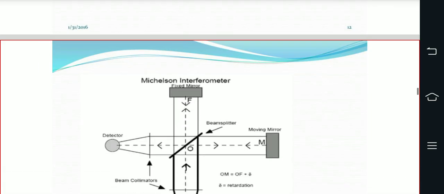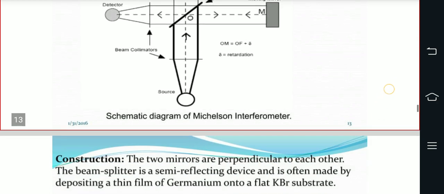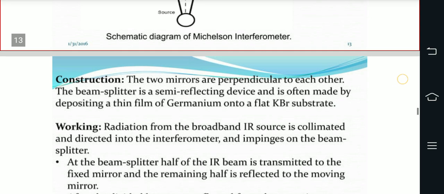And here is the diagram. The components of the diagram are source, beam collimators, moving mirror, beam splitter, fixed mirror, and detector, which detects a signal. And here is the construction.